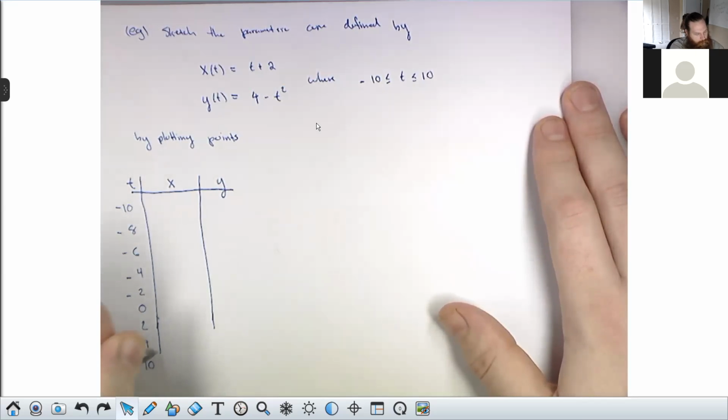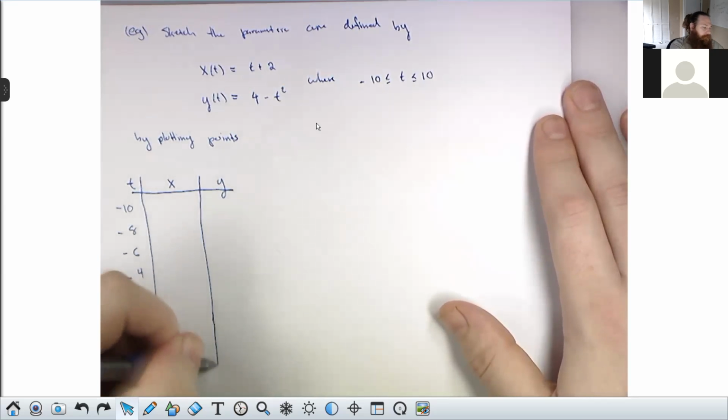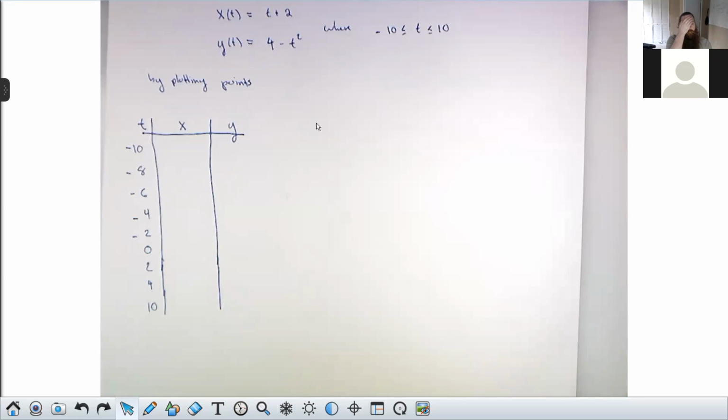Then we'll jump to 10. How about that? Okay. So I was thinking we'd go from -10 to 10 by 2's, but that's too many points. I'm lazy. So we'll go -10 to 0 by 2's, and then we'll skip a few between 4 and 10.